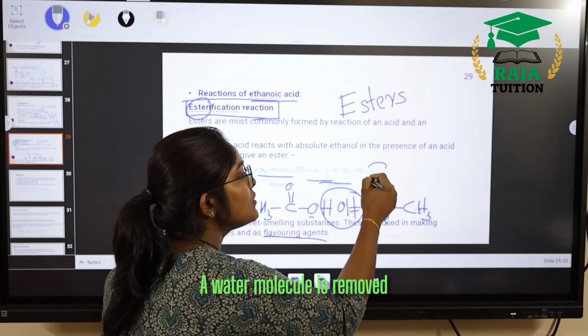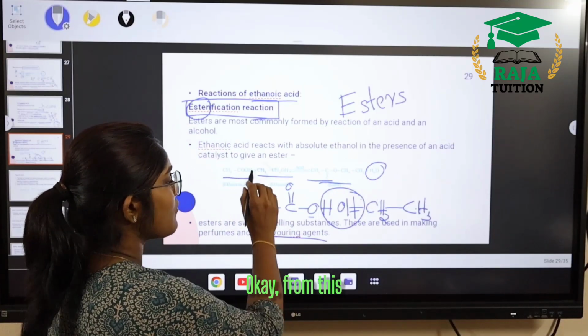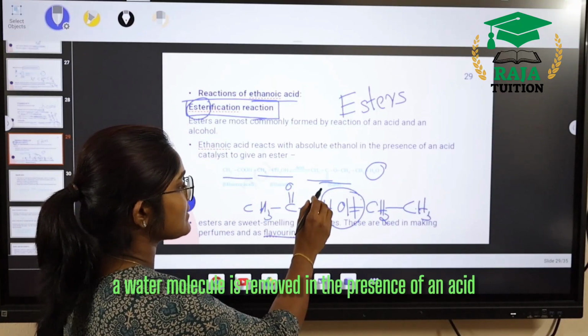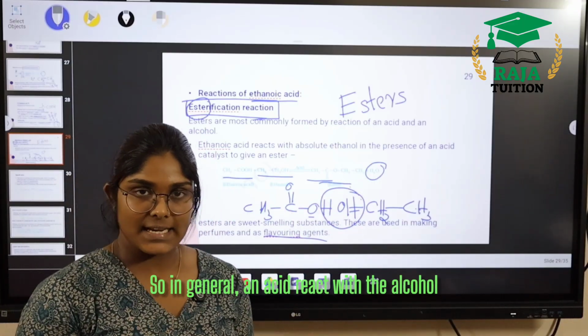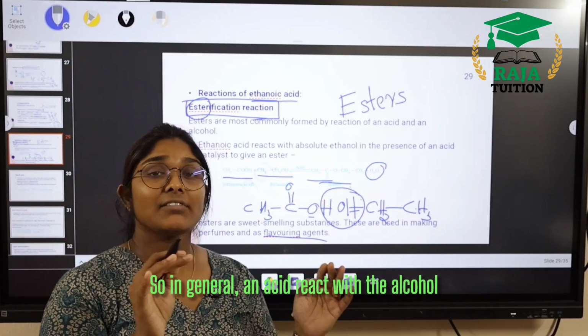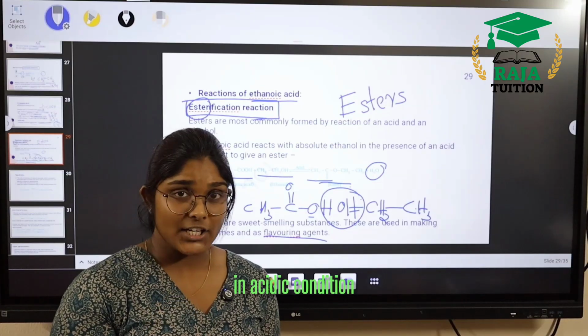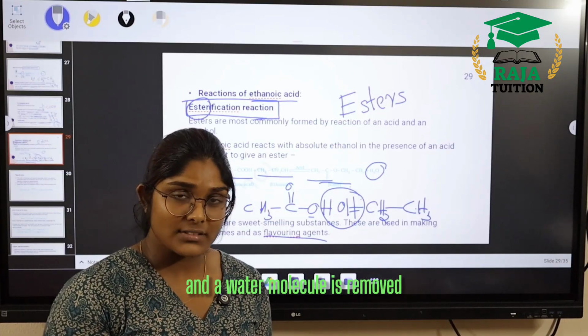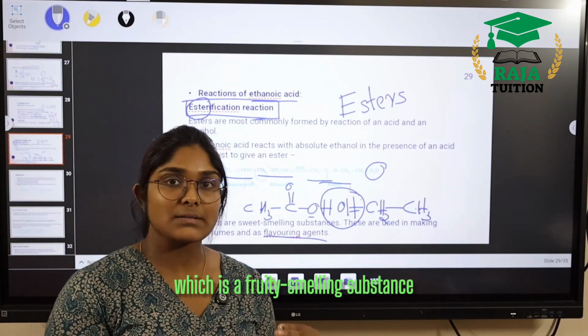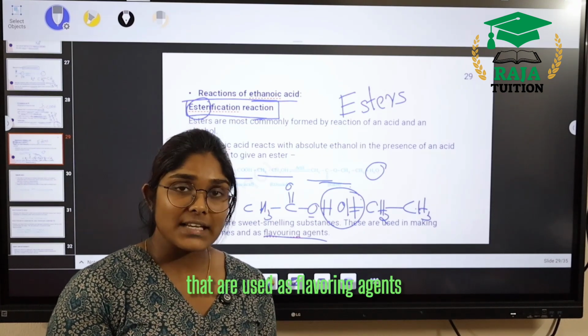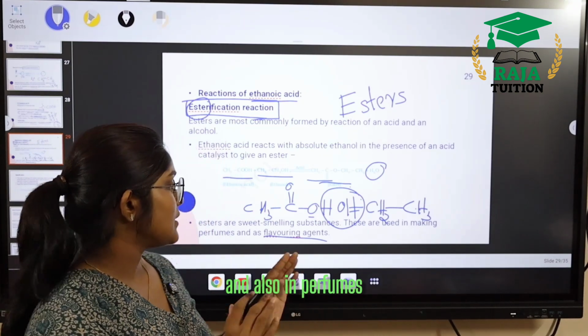A water molecule is removed in the presence of an acid and it gives rise to the compound called ester. So in general, an acid reacts with an alcohol in acidic conditions, a water molecule is removed, and it gives rise to an ester, a fruity smelling substance used as flavoring agents and also in perfumes.